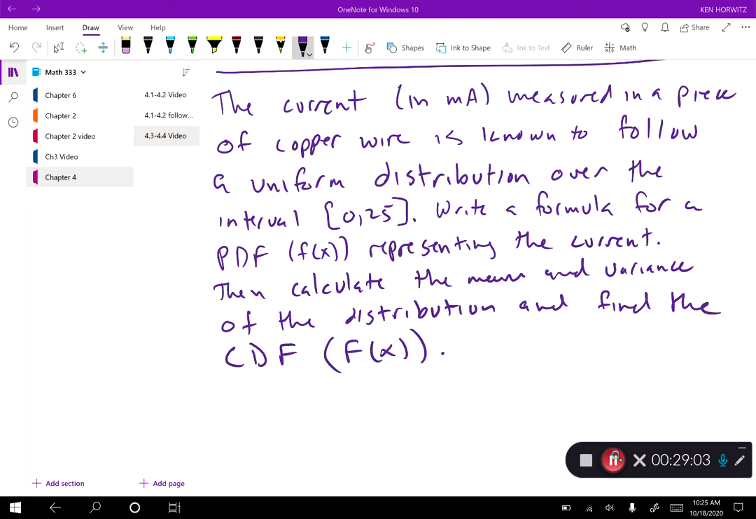All right, so here's the example we're going to do. The current measured in a piece of copper wire is known to follow a uniform distribution over the interval between 0 and 25. Write down a formula for the PDF, little f of x, for the random variable x representing the current. Calculate the mean and variance of the distribution and find the CDF. So we got a couple of questions here that we need to check out.